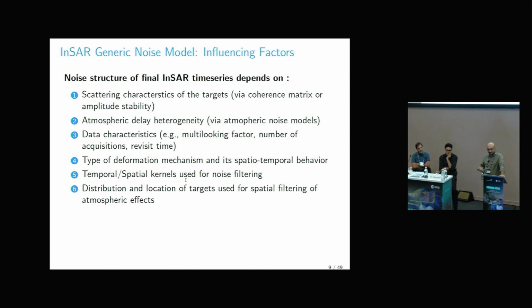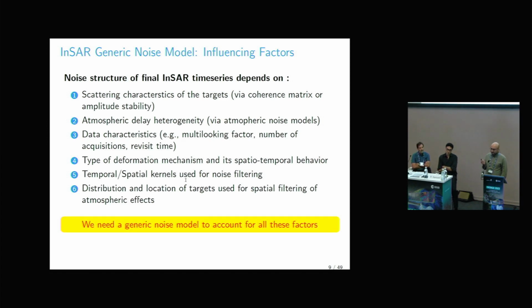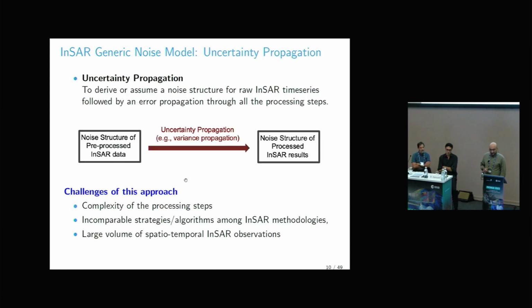The noise structure of the final time series depends on different factors: the scattering characteristics of the targets, atmospheric delay, heterogeneity via atmospheric noise models, data characteristics, multi-looking factor, number of acquisitions, revisit time, the type of deformation that we are looking at, and the spatial and temporal behavior of that. The kernels that we use in space or time for filtering affect the final noise, as does the distribution and location of targets that you use for this kind of filtering and interpolation. So we need some generic noise model to account for all these factors together, and in an easy-to-use way.